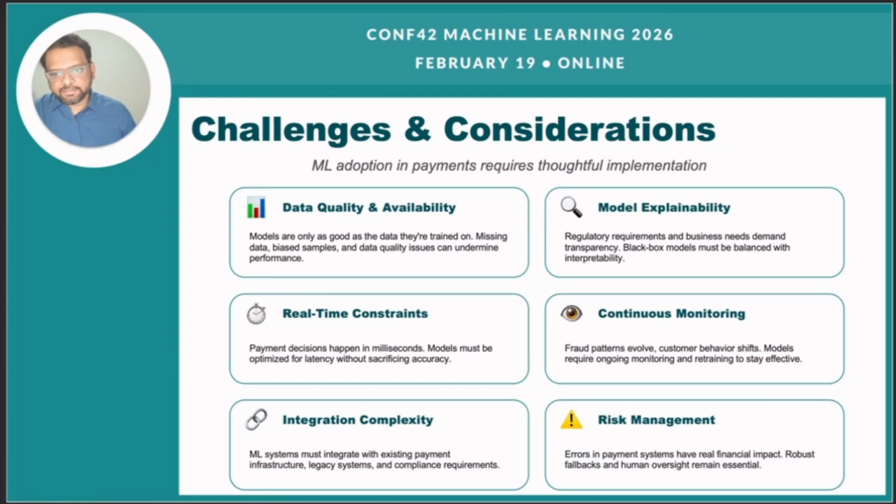Now, the third is real-time constraints. Payment decisions happen in milliseconds, which puts several limitations on model capabilities and complexity. You can't run an ensemble of deep learning networks if it takes 2 minutes or more than 5 minutes to make the computation. Models must be optimized for latency without sacrificing accuracy. This means using simpler, faster models or implementing sophisticated caching and pre-computation strategies. So that limits the machine learning capabilities in real time, where latency is the utmost priority for a better customer experience.